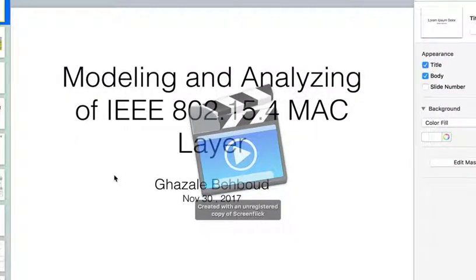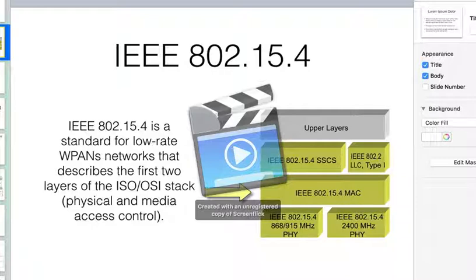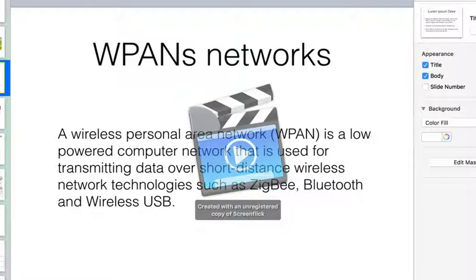This project is about IEEE 802.15.4 MAC layer. IEEE 802.15.4 is a global standard for low data rate wireless personal area networks. And these kinds of networks are used for transmitting data over short distance wireless network technologies such as Zigbee, Bluetooth, and wireless USB. And one of the main points of these kinds of networks is saving energy.